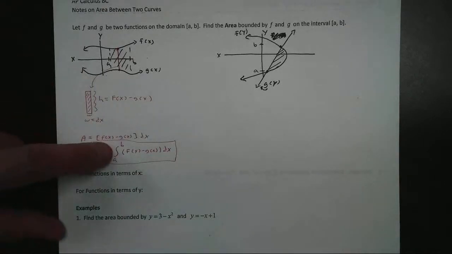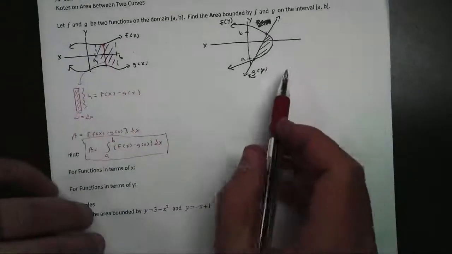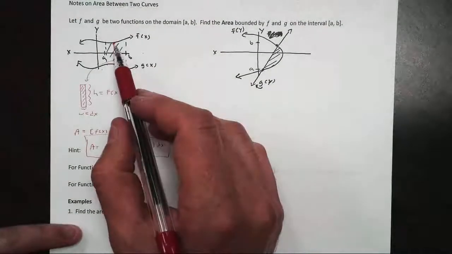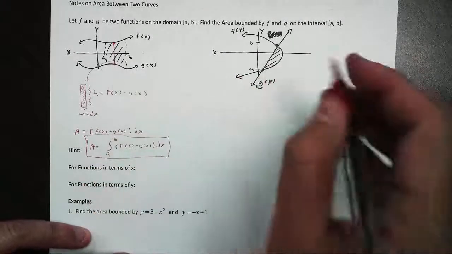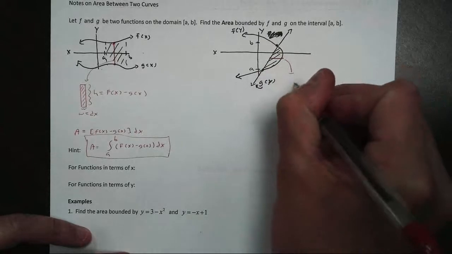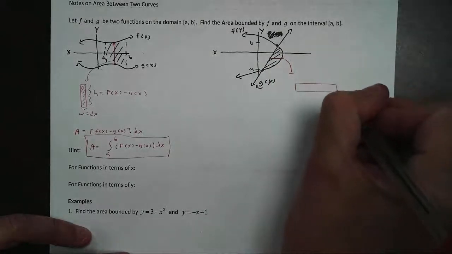Now that was in terms of x. Well, what if we're in terms of y? Well, if we are in terms of y, instead of drawing a vertical rectangle, we're going to draw a horizontal rectangle, like so. And again, we're going to blow it up.